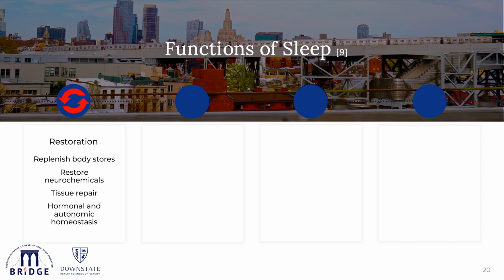One is restoration. It replenishes your body stores, restores neurochemicals, and helps with tissue repair, hormonal and autonomic homeostasis. So that's the rest that the body needs to replenish its stores and get ready for another day. It also helps with growth. Growth hormone is secreted throughout the day, but the highest levels are actually during sleep.